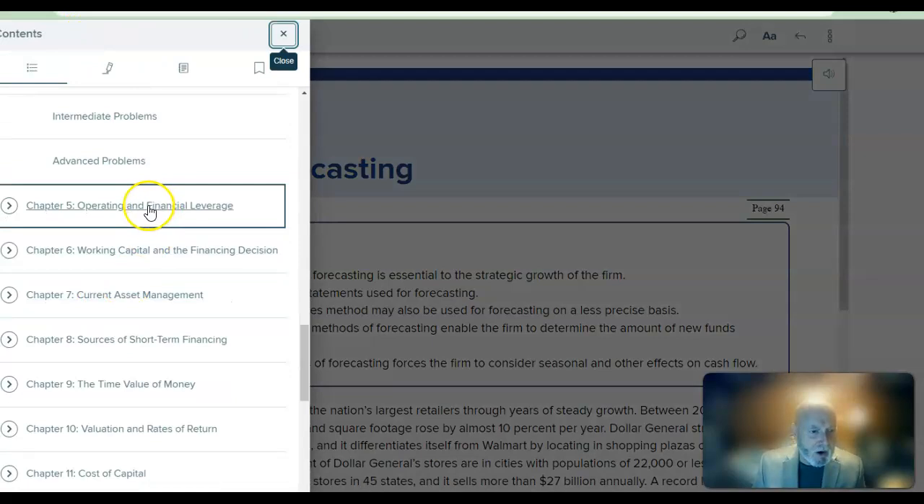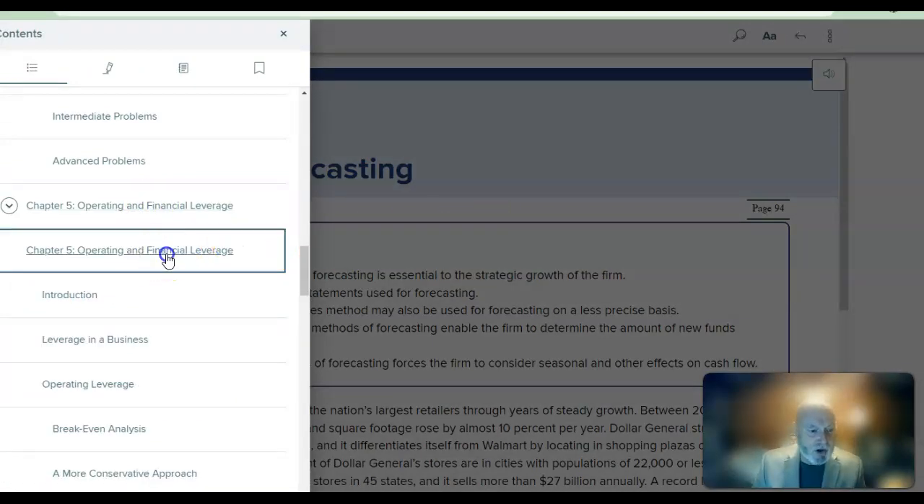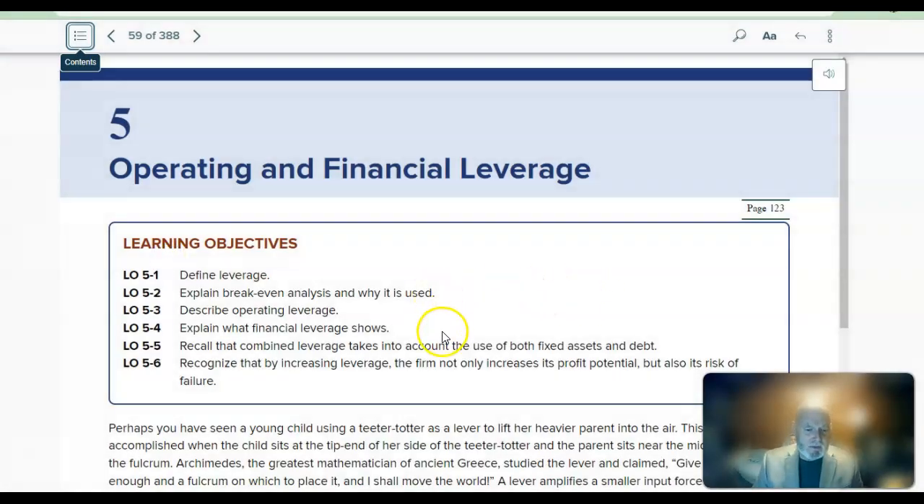Chapter 5, we're going to talk about operating financial leverage, and this is the idea of how can we make the right types of investments and do the right types of things that will allow us to successfully keep the organization financed. We're going to talk about two different types of leverage: operating leverage and financial leverage. You're going to want to understand what those differences are. They're pretty clearly different, so I don't think you're going to have too hard of a time with that.